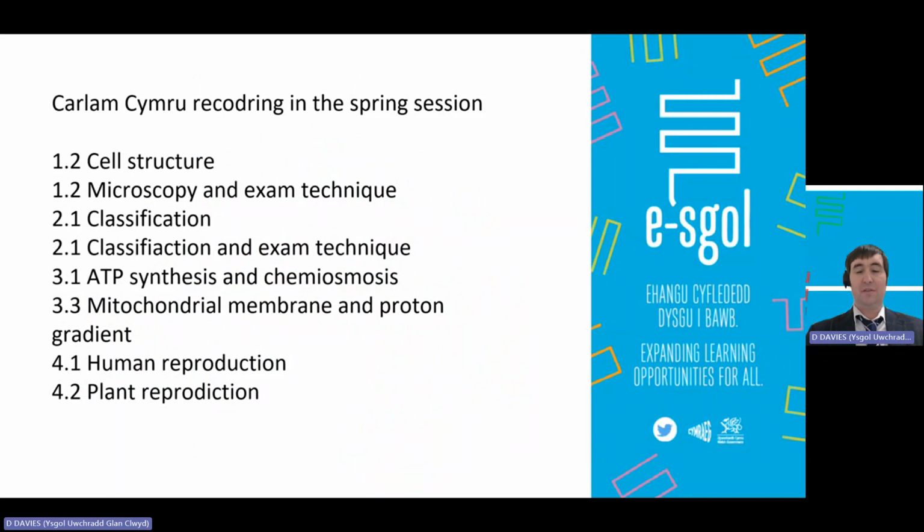Here is a list of all the Cadlam Cymru recordings for this spring session. Okay, so there's going to be 2 on cell structure and microscopy. There's going to be 2 on classification, both at AS level. Then there's going to be 1 for Unit 3 to do with respiration and chemiosmosis. And then the Unit 4 ones are going to be plant and human reproduction. So all of those will be available in this spring session of Cadlam recordings.